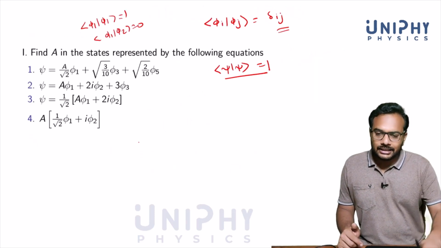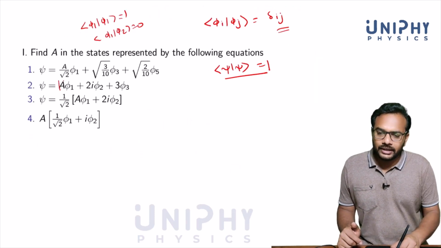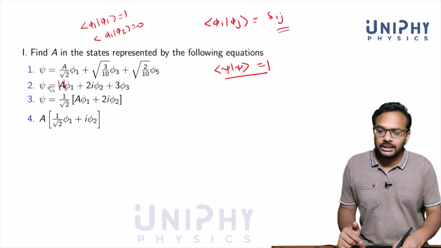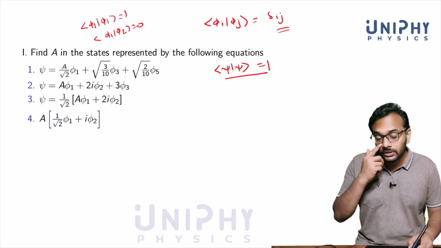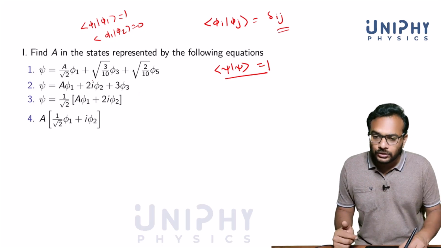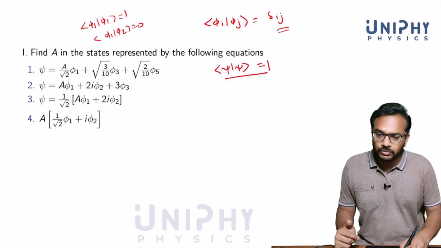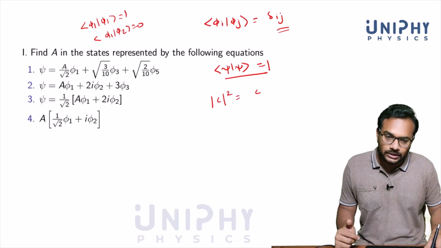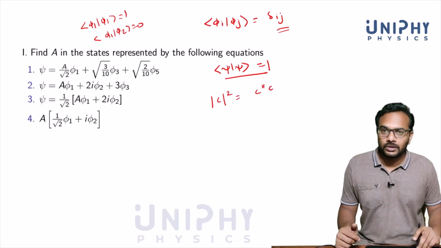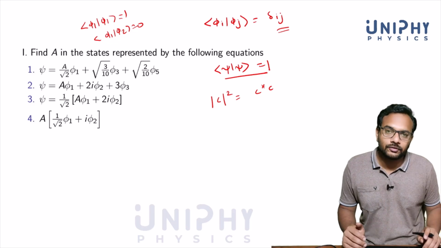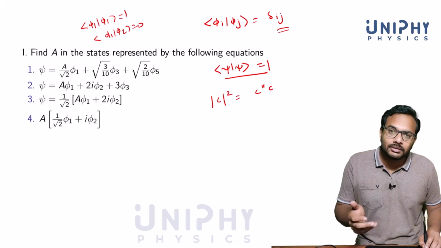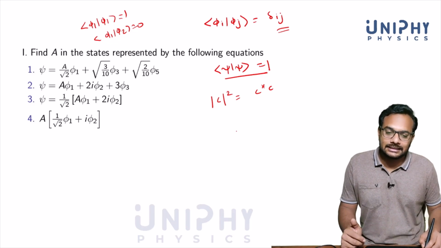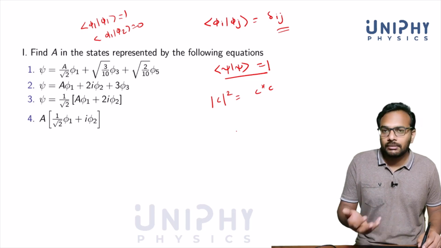And in the second case, what we do is modulus of A square plus modulus of 2i square plus modulus of 3 square is equal to 1. That's what we demand. So when there's a complex number here, you have to be careful, because what we mean by modulus of C square is actually C star C. All right, for a real number, it's just the square, but for a complex number, what we mean by the modulus square is just this. You take the complex conjugate and multiply.